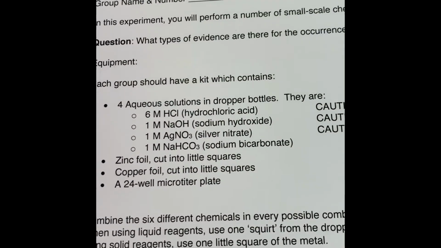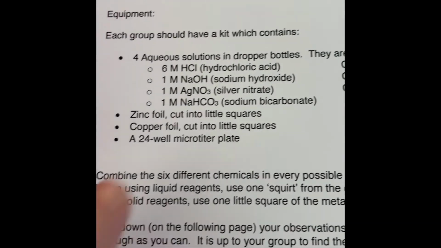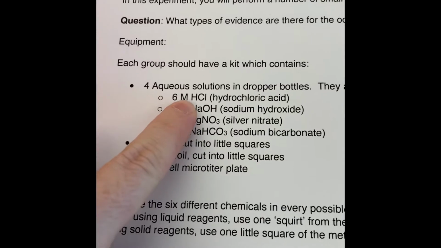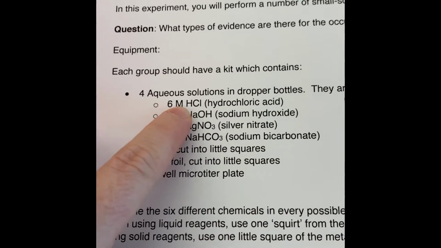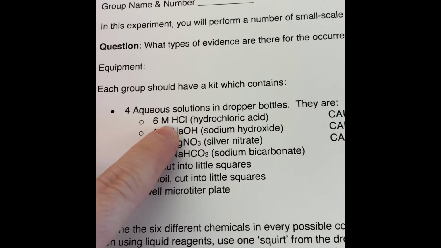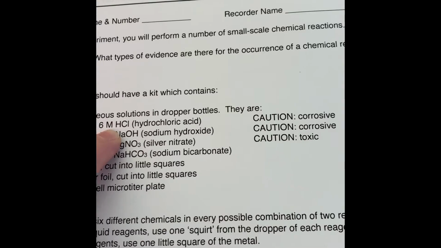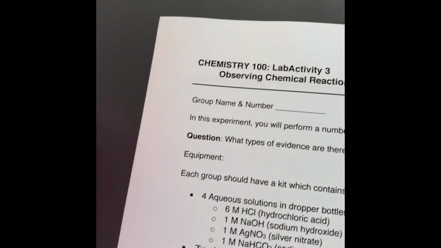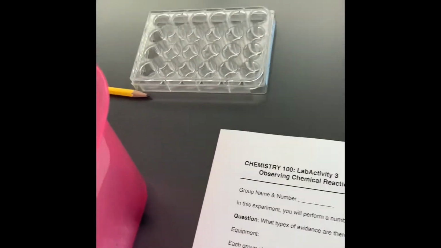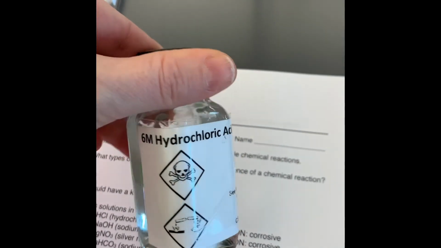First one on the list here is 6 molar hydrochloric acid. That M stands for molar, and that tells you how concentrated the acid is. So 6 molar is pretty concentrated. We're going to want to be careful with that. And it gives us a caution warning as well. So here we are, 6 molar hydrochloric acid.